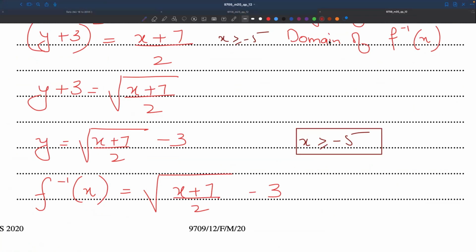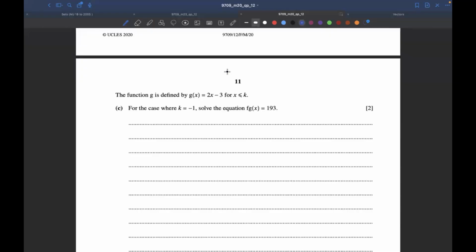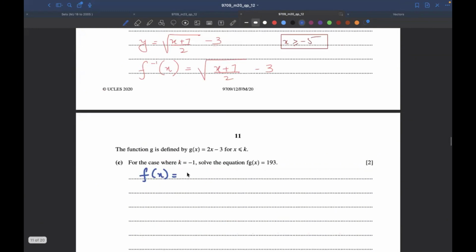And that's it. Now, what you can also understand from this function is, in part C, it says that the function g is defined by g of x is equals to 2x minus 3 for x is less than k. Now, in part C, we have to solve the equation fg of x is equals to 193. Now we know that f of x, from the previous part, was equals to 2 into (x plus 3) whole squared minus 7.